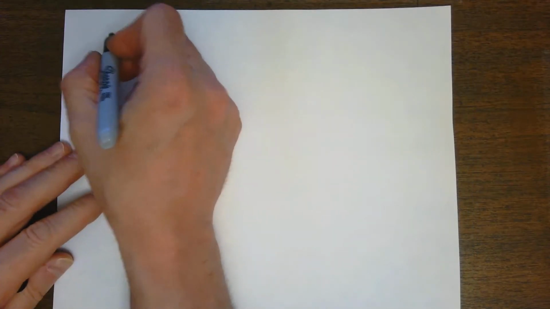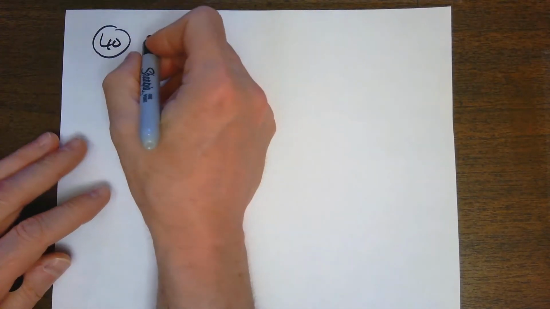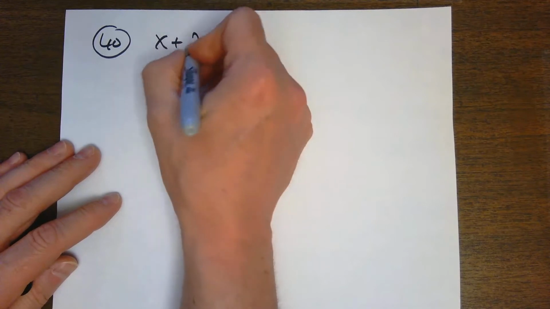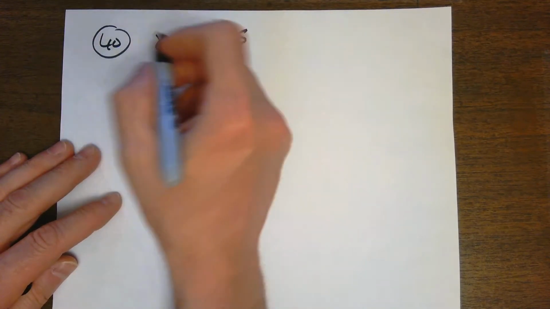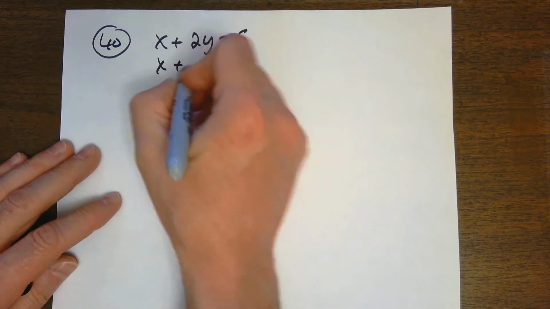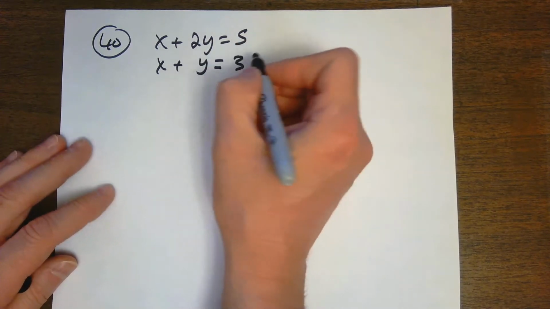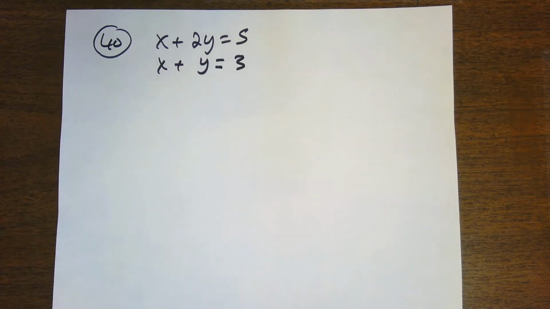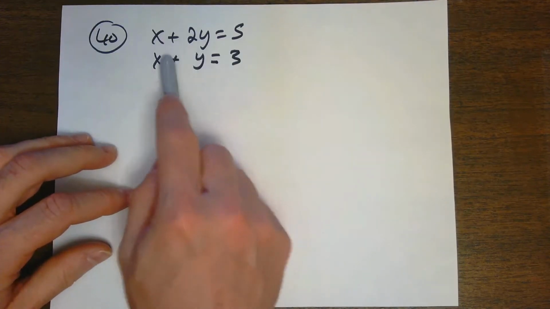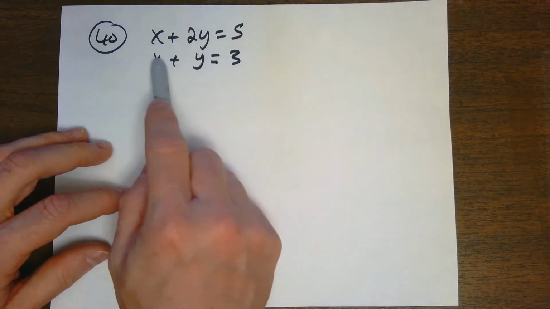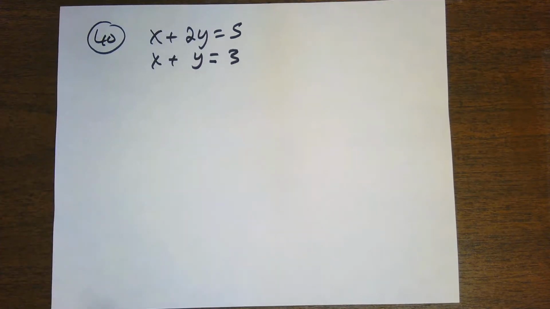Suppose I have the equations. This is number 40, by the way, out of the exercise set. x plus 2y equals 5, and x plus y equals 3. There's my system. Now, certainly there's a lot of much easier ways of solving this system than using augmented matrices. I could solve either of these for x easily, or I could multiply one of them by a negative to get the x's to eliminate. Lots of different ways of solving this one. We're going to use augmented matrices.